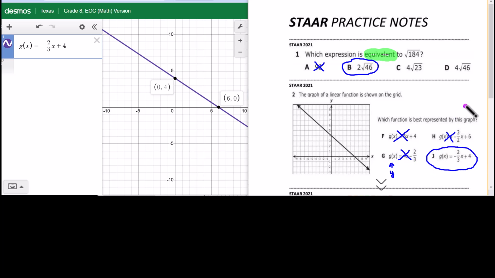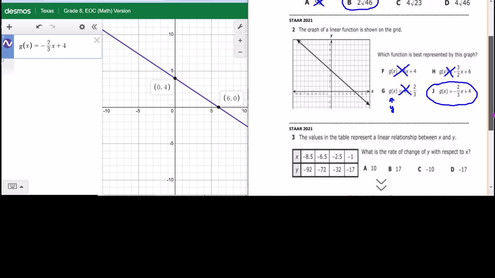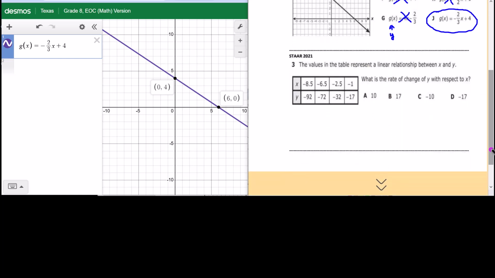Okay, very good. So let's go on to the next type of questions. Okay, this question we have solved in class many times using the slope, because we know the rate of change. Another keyword here: rate of change is the same thing as slope.